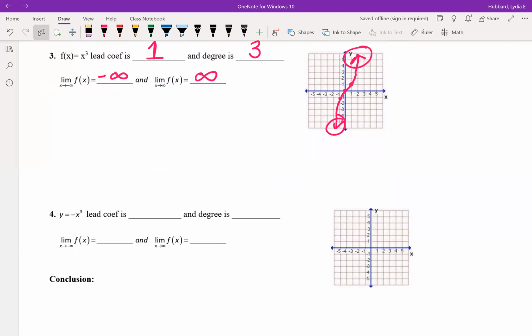Now, if we had a negative leading coefficient, which in this case we do, our leading coefficient, the number out front, is a -1, and our degree is 3. Okay, that's the exponent. Our graph would look something like this.